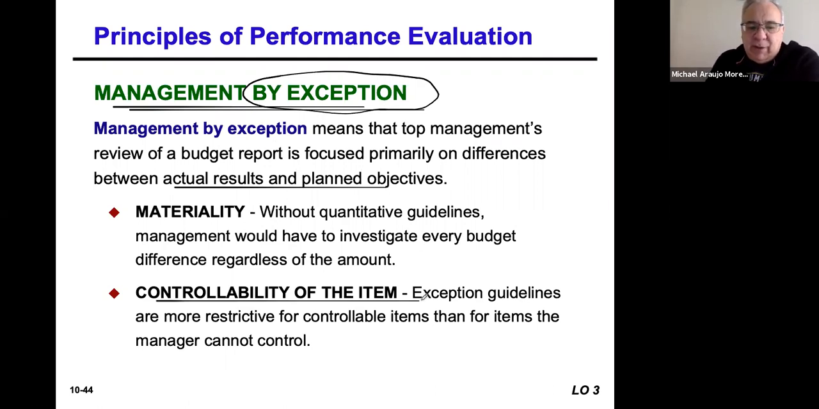Okay. And again, we've always mentioned here how controllable it is. And then, of course, it has to mean something. So it's got to be part of that materiality. We needed the guidelines in order to investigate. There's a difference.